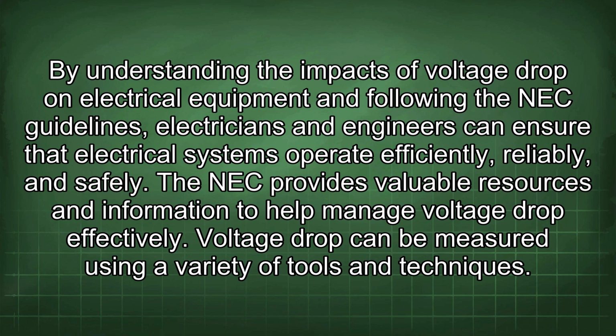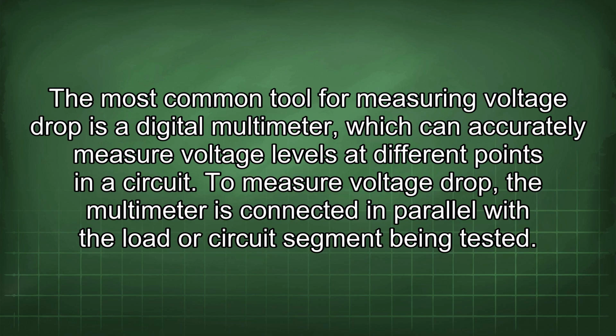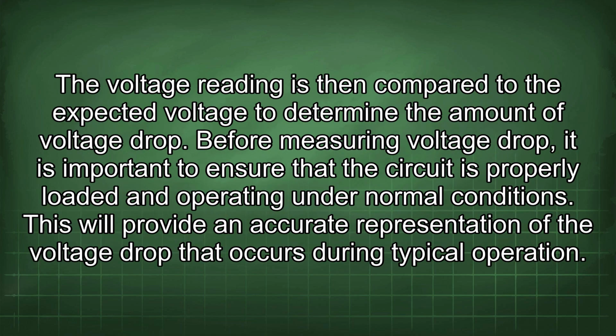Voltage drop can be measured using a variety of tools and techniques. The most common tool for measuring voltage drop is a digital multimeter, which can accurately measure voltage levels at different points in a circuit. To measure voltage drop, the multimeter is connected in parallel with the load or circuit segment being tested. The voltage reading is then compared to the expected voltage to determine the amount of voltage drop. Before measuring voltage drop, it is important to ensure that the circuit is properly loaded and operating under normal conditions. This will provide an accurate representation of the voltage drop that occurs during typical operation.